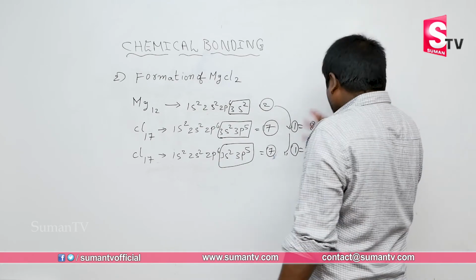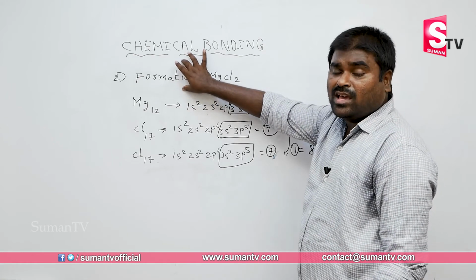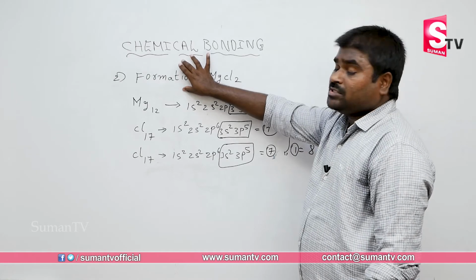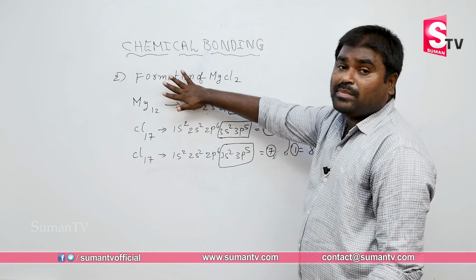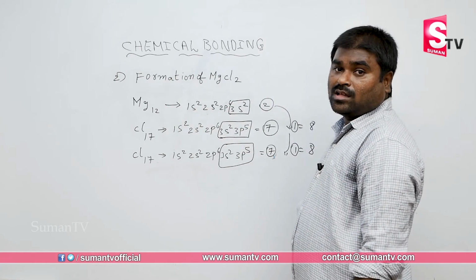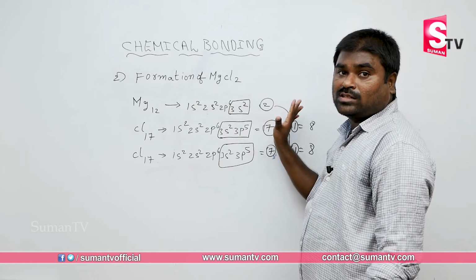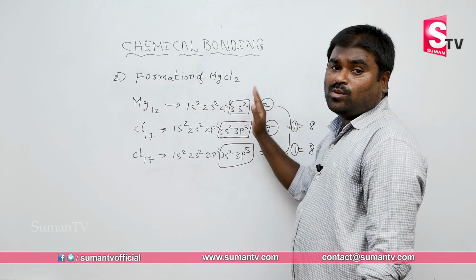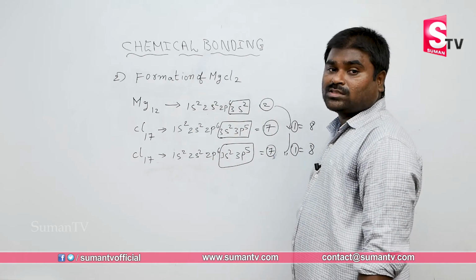In this way, children, the formation of an ionic bond takes place. The first one, the formation of sodium chloride, we have seen. The second one, the formation of magnesium chloride, we have seen. Like this, children, the exchange of electrons, the exchange of ions, will form a new substance, a new compound.